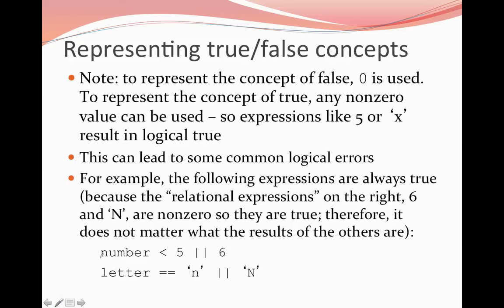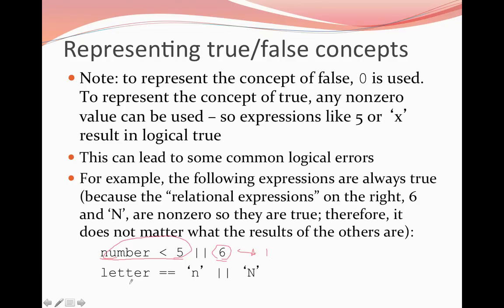We've got two parts of the expression. We have number less than 5 on the left, and we have just 6 on the right. So number less than 5, we don't know what the value of number is, so that's either true or false. But 6, that's not 0, so that's true. So when you have or, if either or both are true, the entire expression is true, and therefore the entire expression here is true or logical 1.